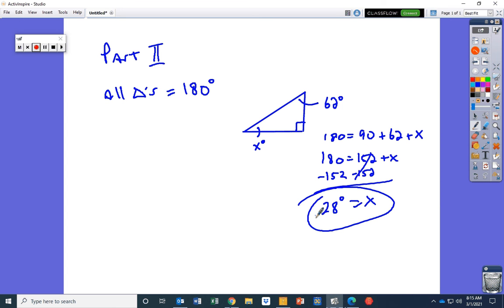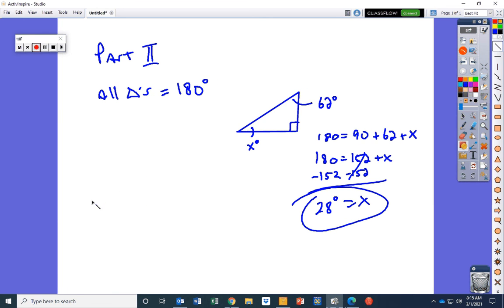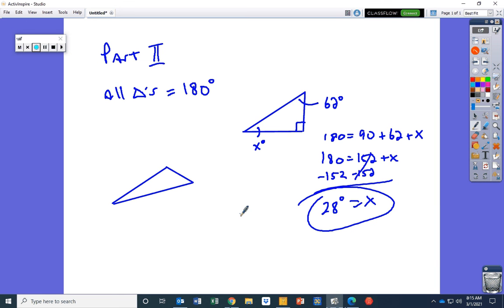Now, if it's not a right triangle, let's say, for example, I have one that's obtuse. Let's say it's just an obtuse scalene triangle. None of the sides are the same. In a triangle like this, I'm going to have to be given at least one of them. I mean, at least two of them.